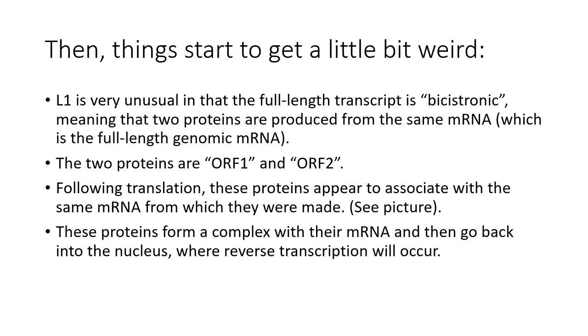Oh yeah, I forgot to say this. The full-length transcript is bicistronic, which is very unusual because the two proteins are produced from the same RNA, which is, as you know, in eukaryotes, extremely strange. So the two proteins are named ORF1 and ORF2, and they are produced from the same RNA. But they do form a complex with their RNA and then go back into the nucleus where reverse transcription will occur after a new target site has been located.